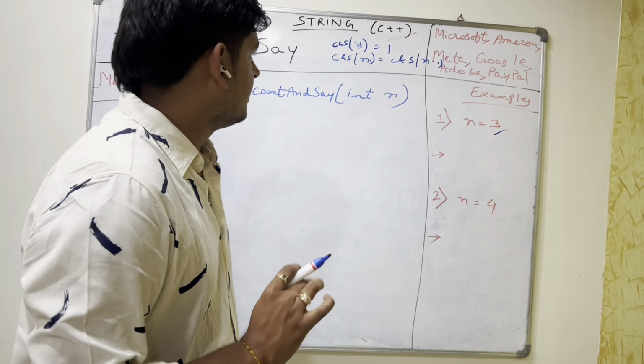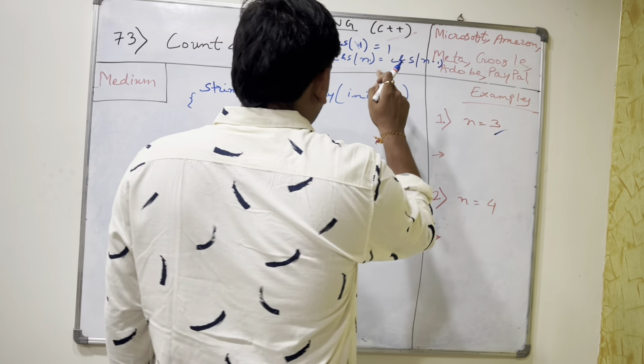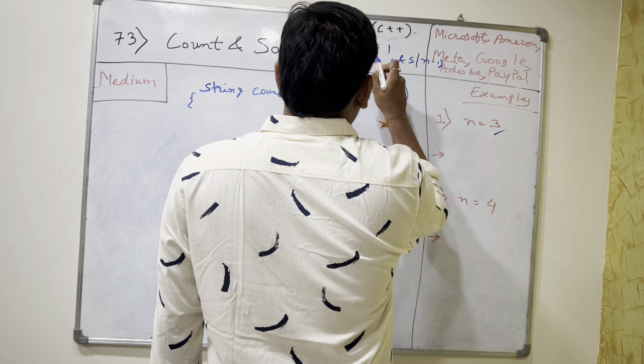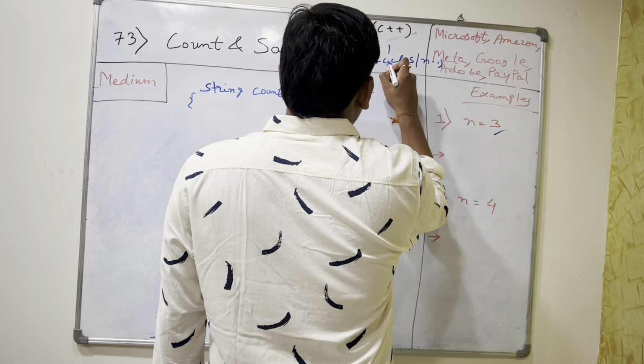I think you have not understood this, so let's understand this. Count and say of n is built from count and say of n minus 1. For n is equal to 1, count and say is 1. When n is equal to 2, whatever the value was for n equal to 1, we will have the same value as the input for this.